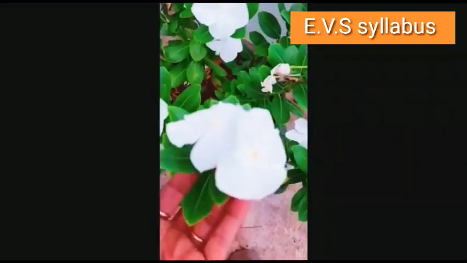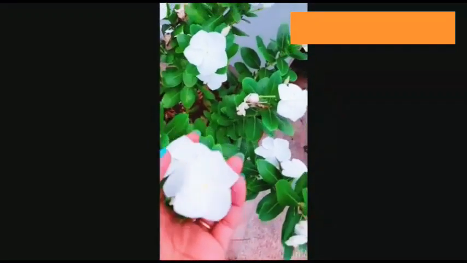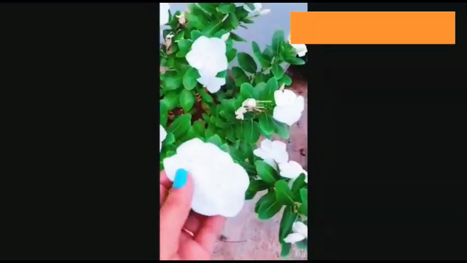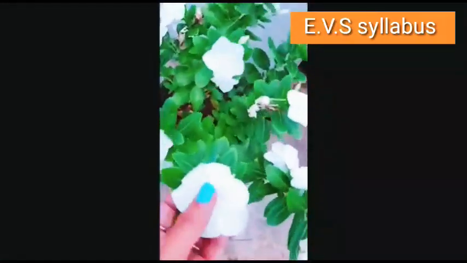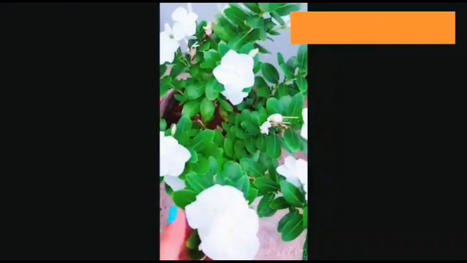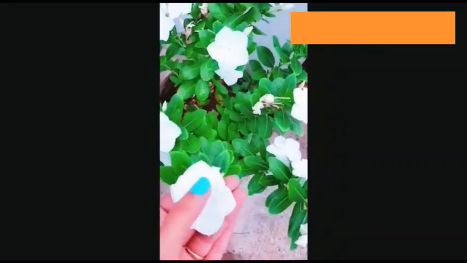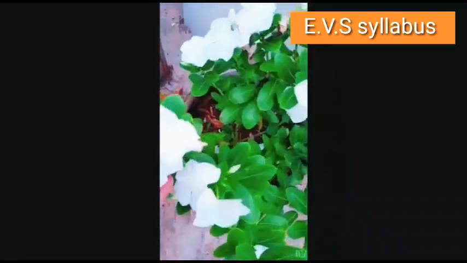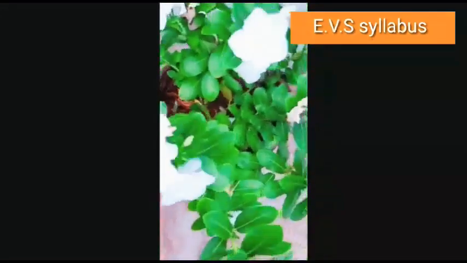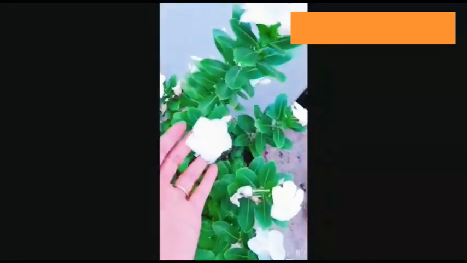Okay, the next part of the plant is flowers. The flowers are the most showy part of the plant. It is the most beautiful and showy part of the plant. So what do these flowers do? These flowers attract bees, insects, butterflies, etc. There are different sizes, shapes and colors of flowers. Yes, we know there are different types of flowers with different colors, different shapes and different sizes.